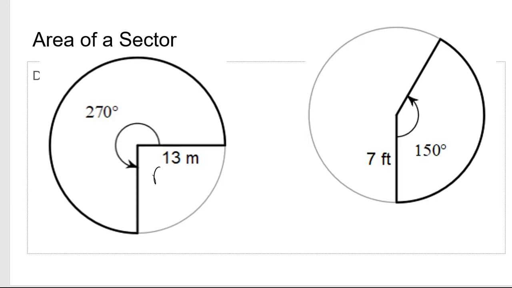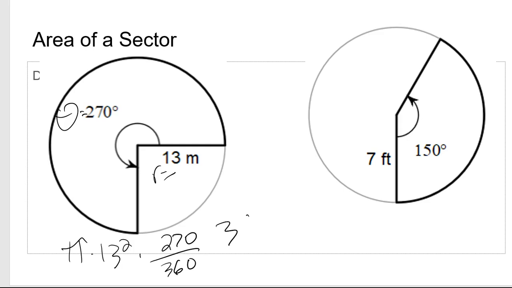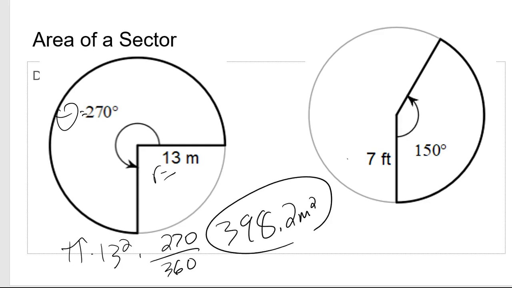Alright, in this one my radius is right there at 13. My angle is 270, so pi times 13 squared times 270 over 360. Let's plug it in my calculator. I'm going to type in pi times 13 squared times parentheses 270 divided by 360, and I'm going to get a decimal. That's 398.2 meters squared.